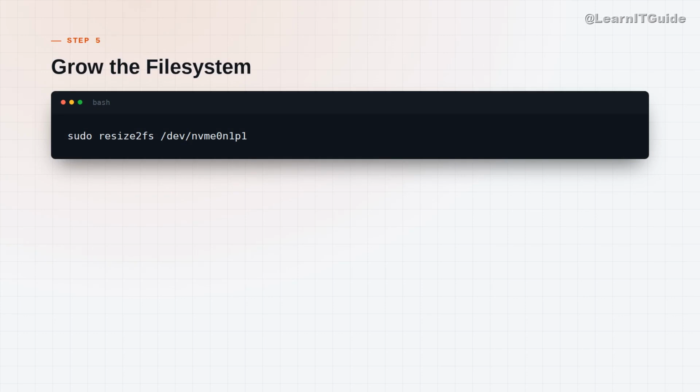This command performs an online file system resize. It updates the internal file system structures to recognize all the new blocks we just added. It is extremely fast and very safe, but do not interrupt it while it is running. If you interrupt this, you risk file system corruption, which would require a manual fsck check.